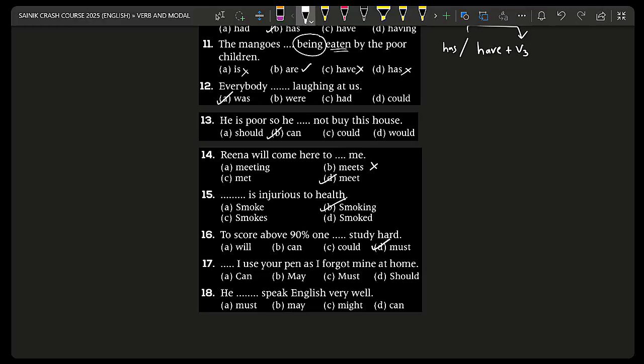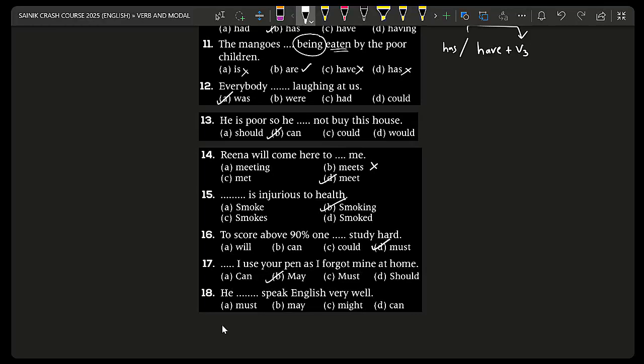Dash I use your pen as I forgot mine at home. Are you requesting or ordering? Requesting. Option B. May I use your pen as I forgot mine at home? That means you are asking your friend permission. May I use your pen?